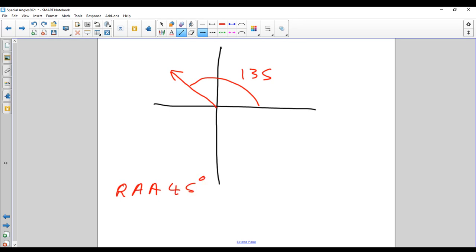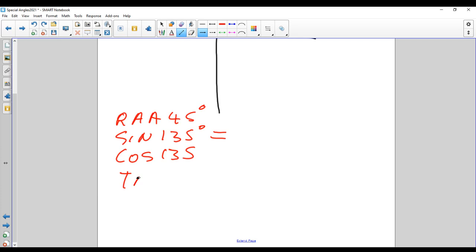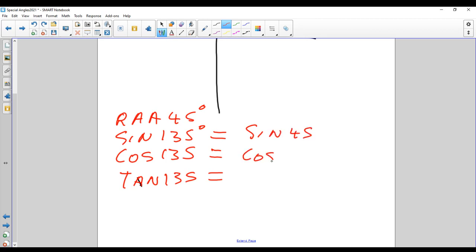So it means that anything I want to find out for 135 degrees, I'm going to use my related acute angle. So let's get to the sine of 135 degrees, the cosine of 135 degrees, and the tangent of 135 degrees. They're all going to be equivalent to something to do with the sine of 45, the cosine of 45, and the tangent of 45.